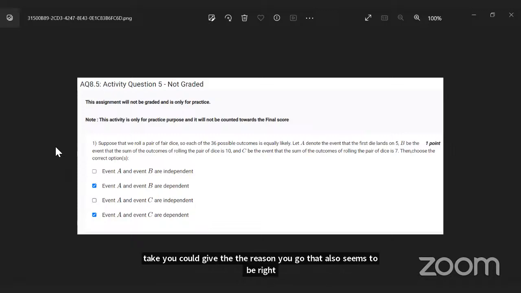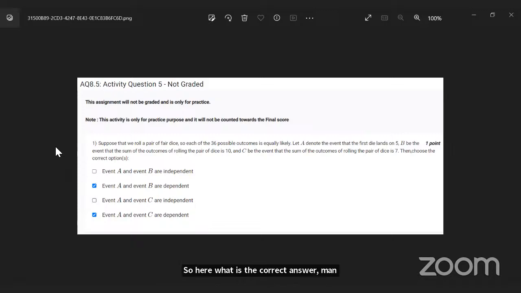So here, what is the correct answer, ma'am? The correct answer: A and B are dependent, right? Because A or B independent. Okay. Then what about A and C?